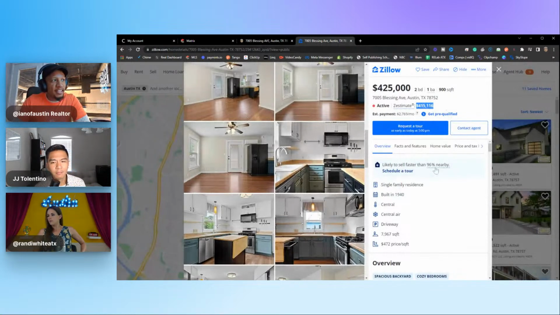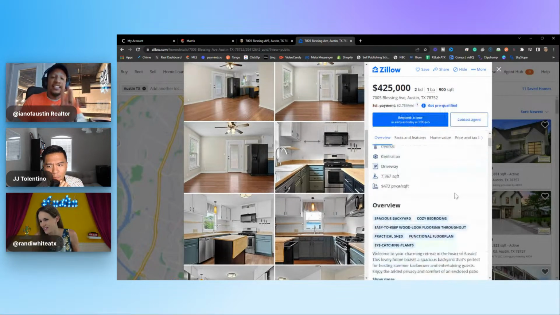But this is also likely to sell faster than 96% of homes nearby. They're almost contradicting themselves, right? Yeah, I know. Whatever, that's why I wanted to pull up Zillow. That's exactly why I wanted to pull it up, because I don't think everybody sees that.